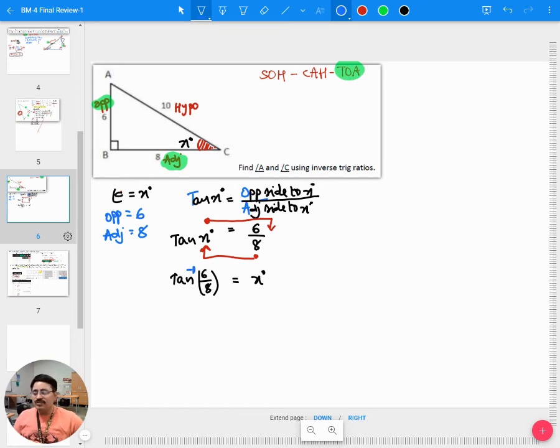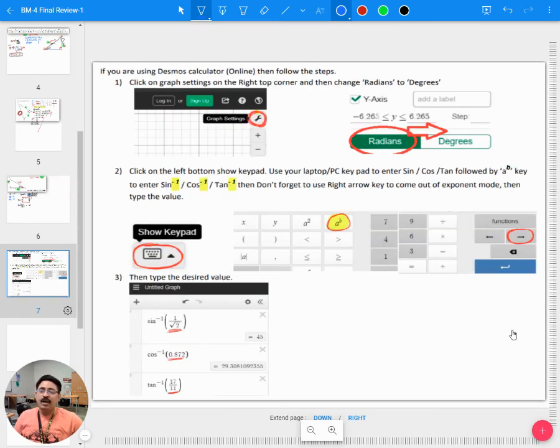Now, how to find this? There is an online calculator, Desmos, and all the instructions are given. The first and foremost thing is, don't forget you have to change from radians to degrees in the settings side. It's already mentioned here. Go to settings, there is a wrench or a spanner kind of thing. Then later on, you may use the keyboard. Already we discussed this earlier, so let me go back.